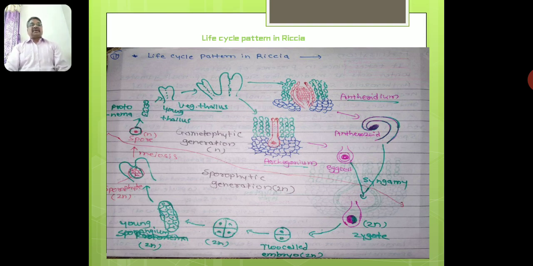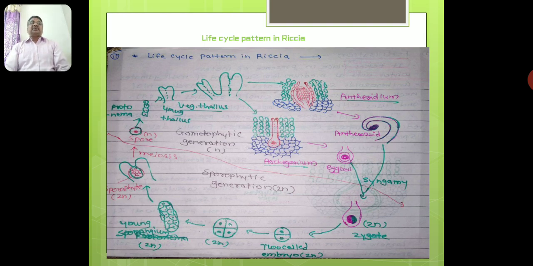Now this zygote divides firstly to develop a 2 celled structure, then again it divides to 4 cells, then 8 cells, 16 cells, like that. Such a multicellular structure developed from the zygote, all cells no doubt diploid, forms the small young sporophyte. That young sporophyte finally gets converted into the mature sporophyte, and we know the mature sporophyte of Riccia is simple and is represented only by the capsule.